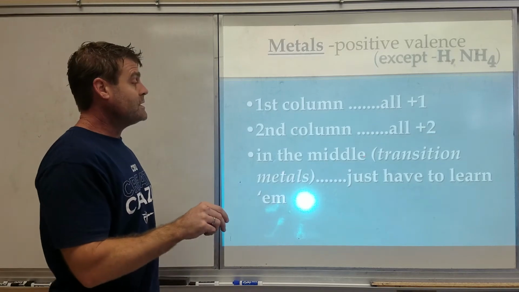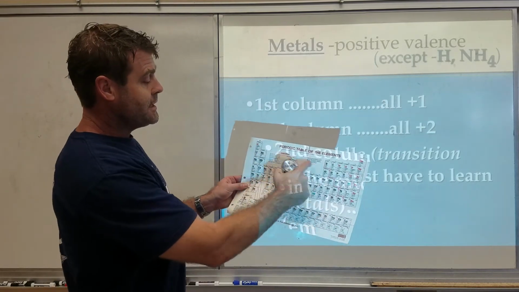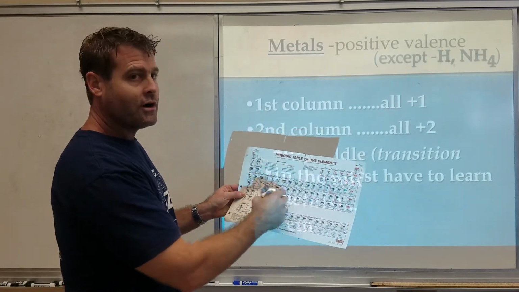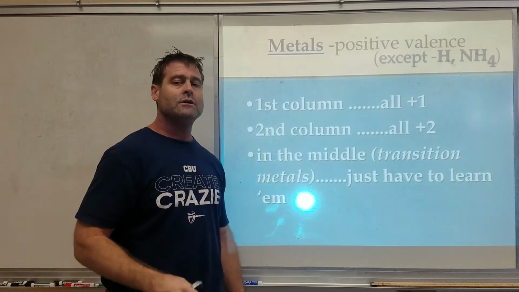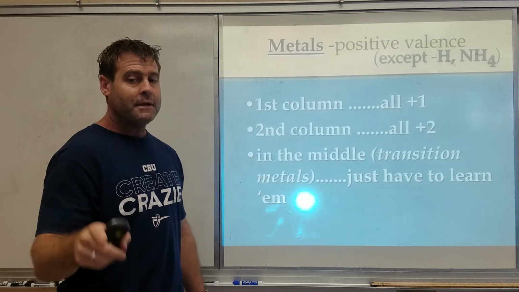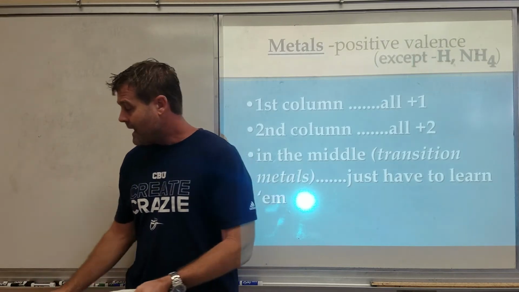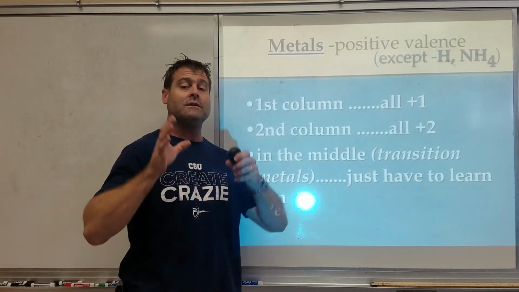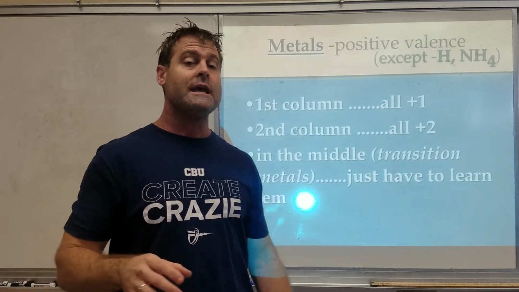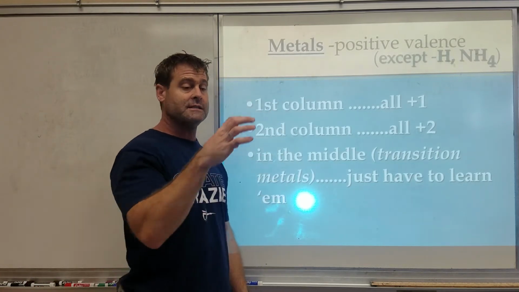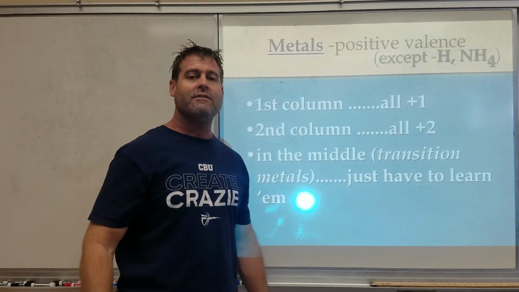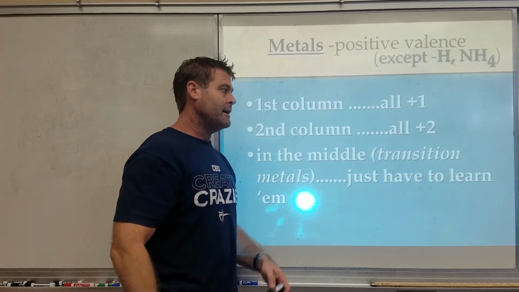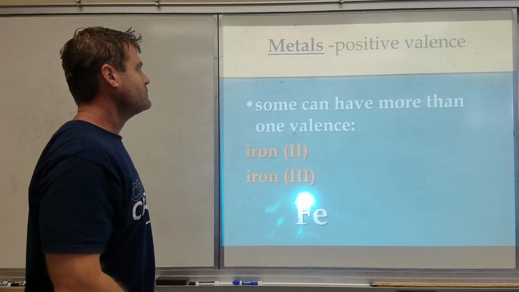Now, unfortunately, the ones in the middle, these are called the transition metals, like iron, cobalt, zinc, copper, all the metals that we're kind of familiar with. Those ones you're just going to have to learn. Meaning you've got to look at your valence sheet. In fact, I highly recommend you make flashcards, one for each of those substances, and on one side put the name, and on the back put the formula and the valence value, and then just kind of teach yourself that.